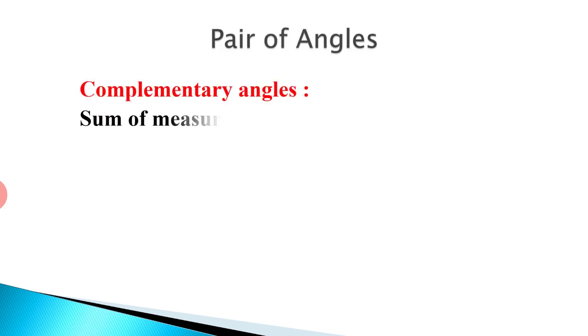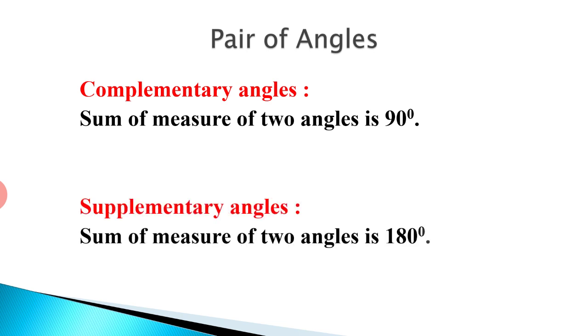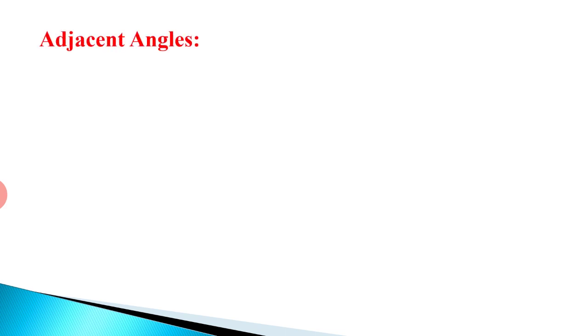Now pair of angles. Complementary angles, the sum of two angles is 90 degree. Then supplementary angles, sum of angles is 180 degree. As we are talking about pair of angles, we are talking about two angles at a time. So if the sum of measure of two angles is 90 degree, then they are called complementary. If the sum of measure of two angles is 180 degree, then they are called supplementary angles.